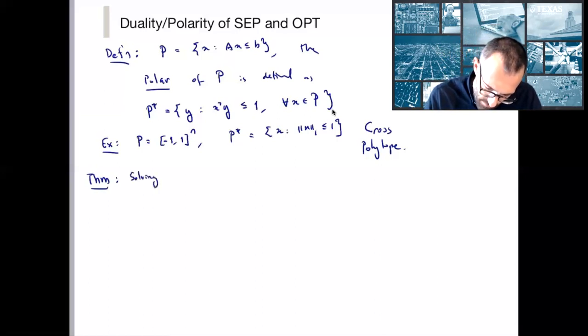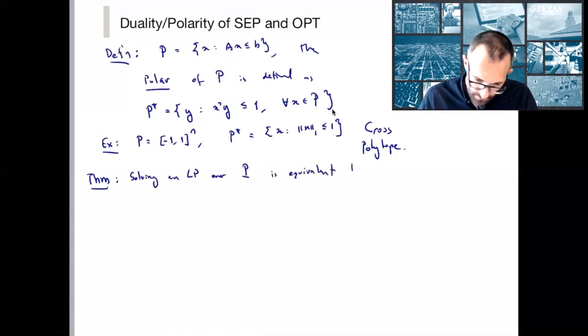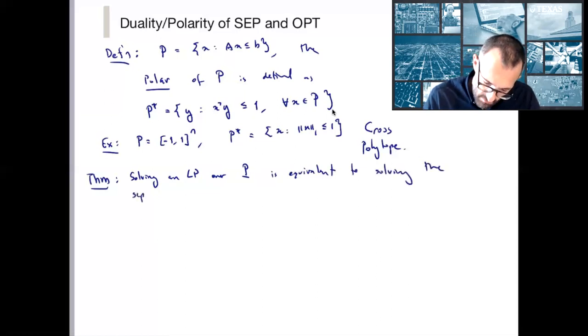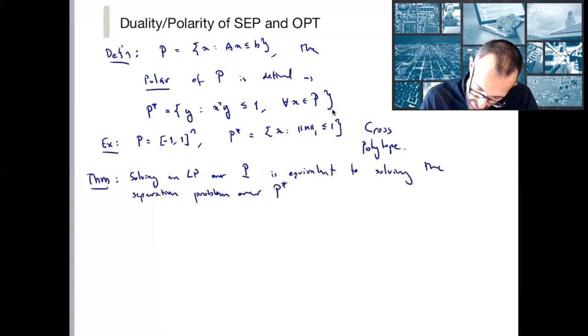Solving an LP over a polytope P is equivalent to solving the separation problem over the polar, over P star. And just to outline the basic proof before we end this lecture.